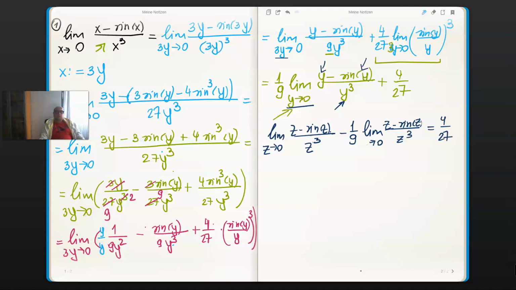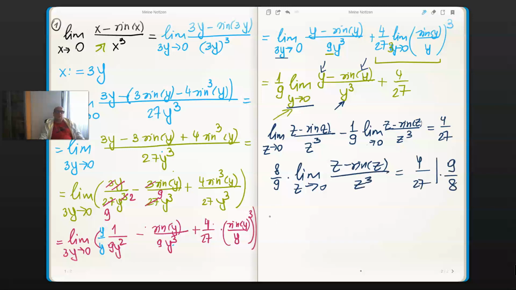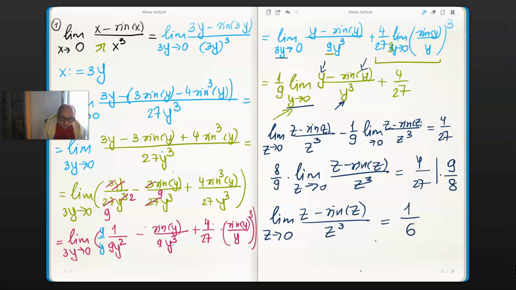So this is 8 divided by 9 times the limit that we are looking for, and it's equal to 4 divided by 27, so we're multiplying times 9 divided by 8. So the limit of z towards 0 of z minus sine of z divided by z cubed is equal to, well, it's not obvious, I guess. It's just 1 divided by 6. Are you kidding me? Seriously, I wouldn't expect it if I see it for the first time.